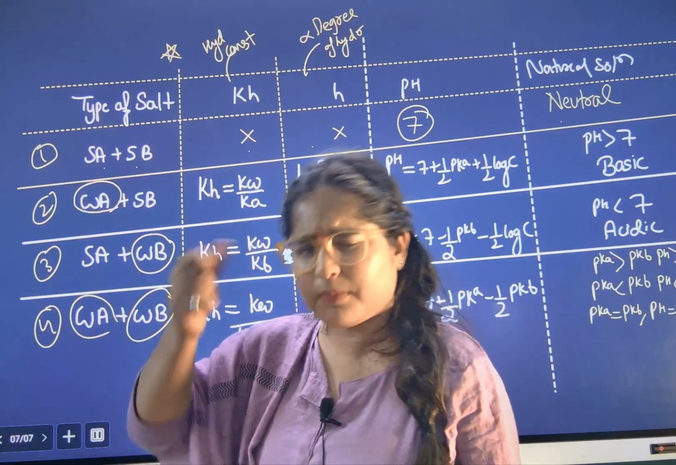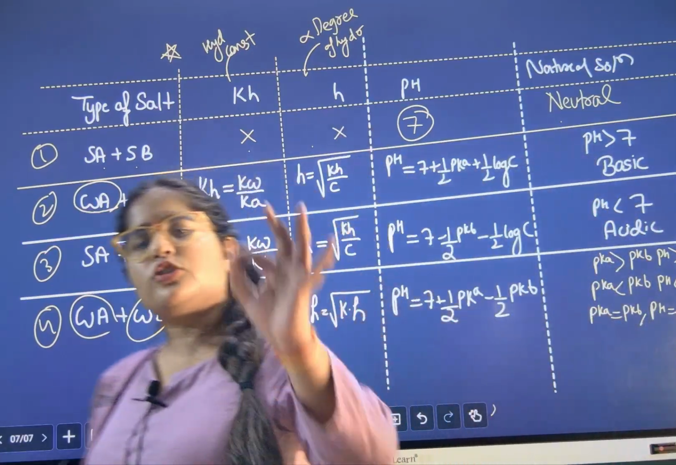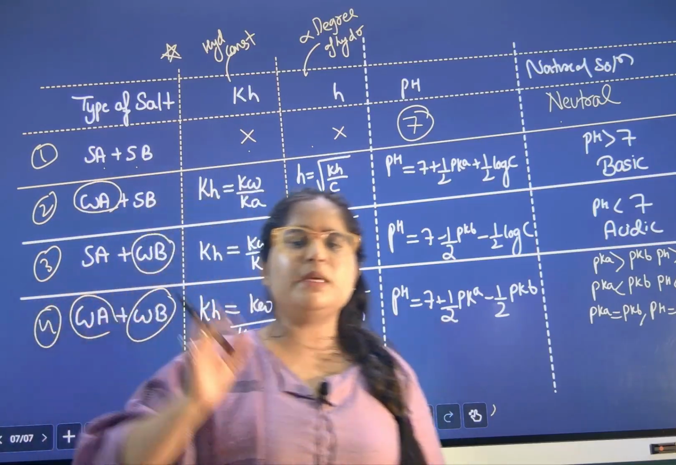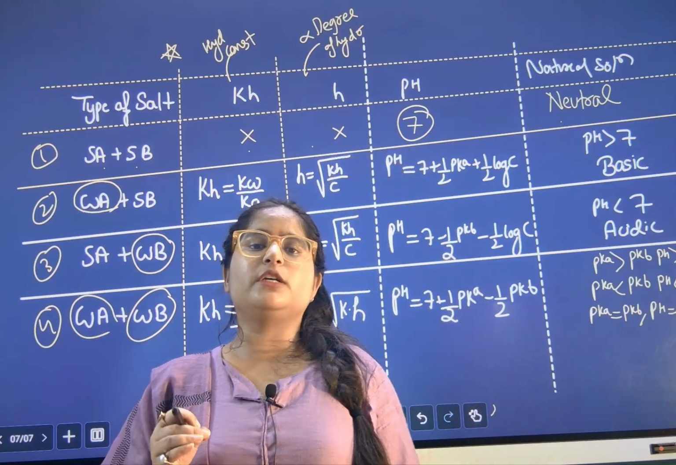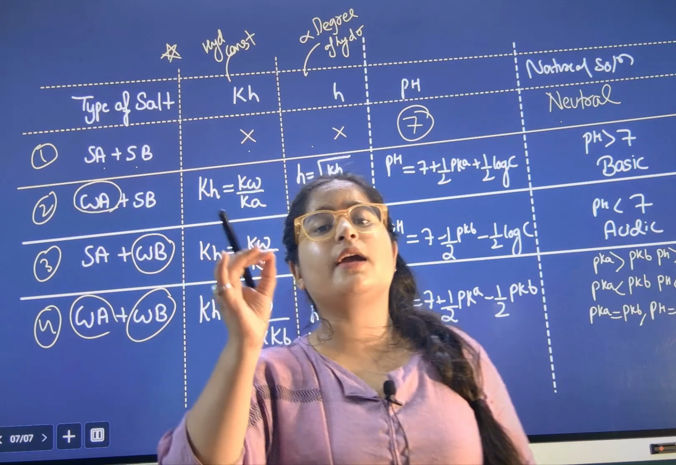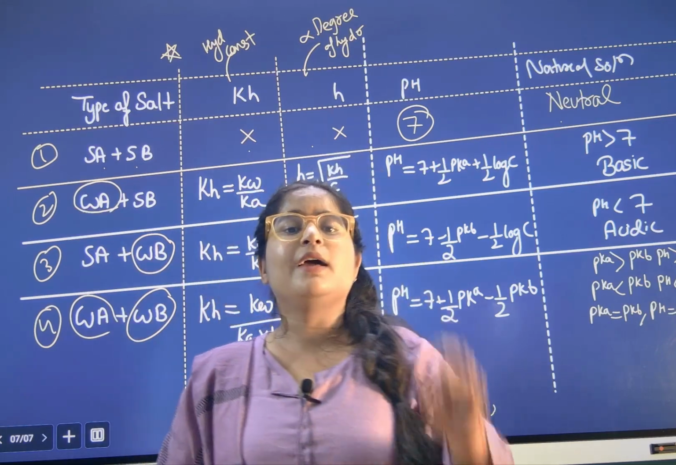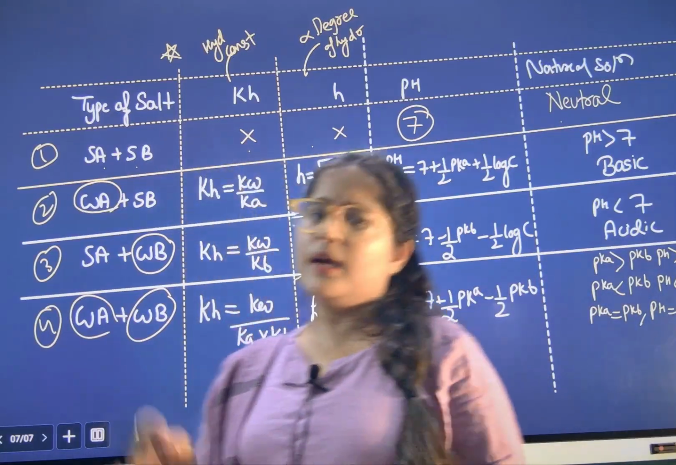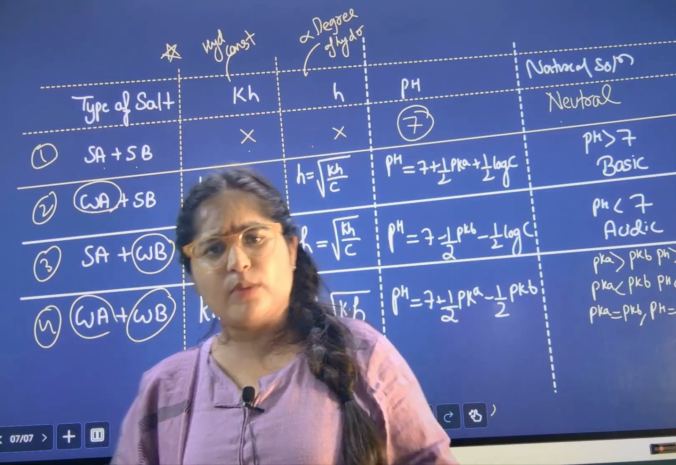Repeat with me, remember it here itself. Tell me quickly. When we are talking about Kh, if it is strong acid, strong base, no hydrolysis, no Kh, pH will be 7. If it is weak acid, Kh will be equal to Kw by Ka. When weak base, it will be Kw by Kb. When both are weak, we say Kw by Ka into Kb, right? Kh is clear. Now let us see h. h is again very simple, same formula everywhere.